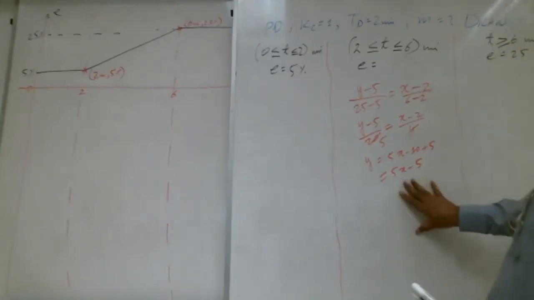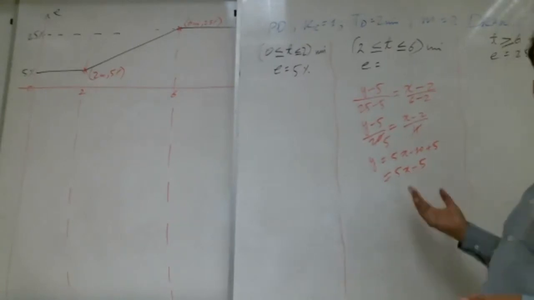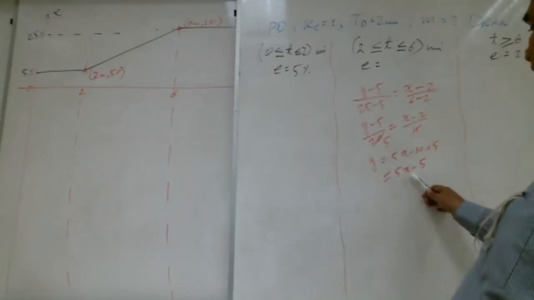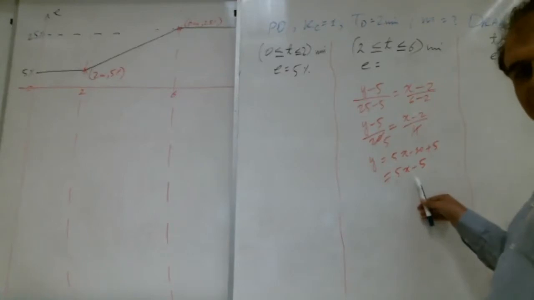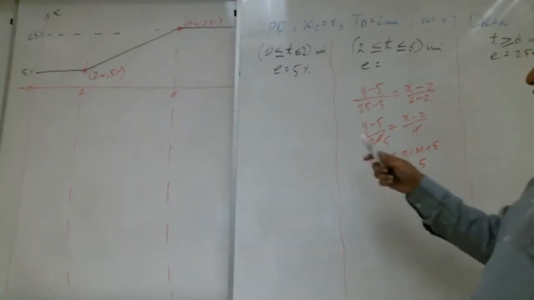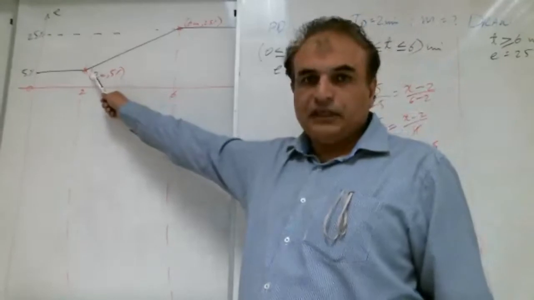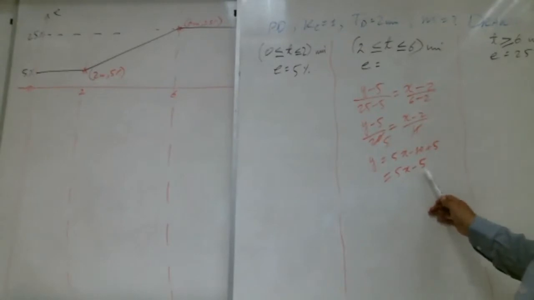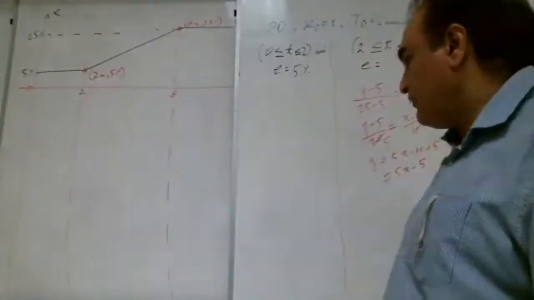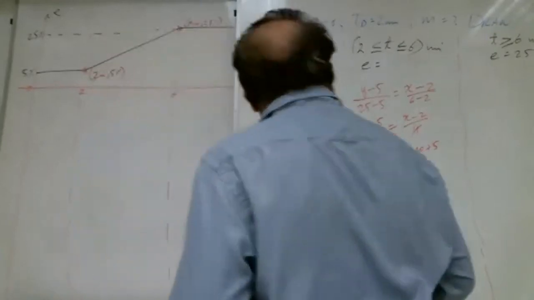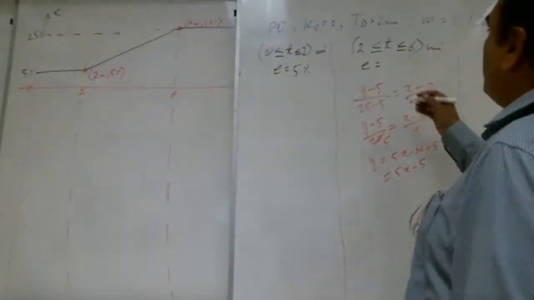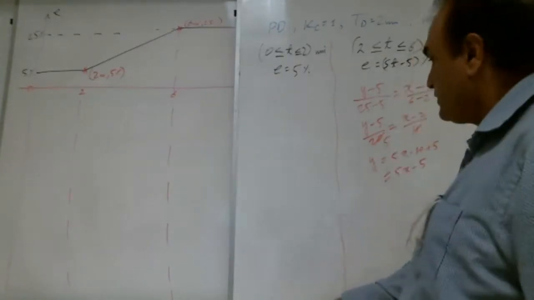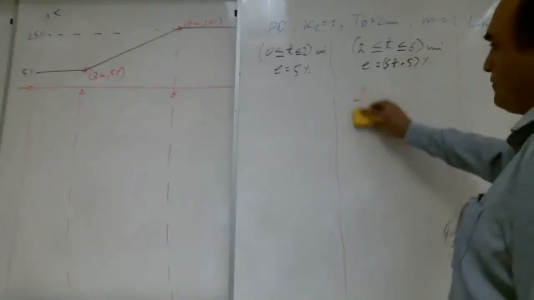Okay. Now, is it really true? Is this equation true? Maybe it is wrong, maybe we have made some mistake. So why don't we just confirm it? If we put x as 2, 5 into 2, 10 minus 5, 5. So 5 is there. If we put x as 6, 6 into 5, 30, 30 minus 5, 25. So that is there, 25. So it means our equation is correct. Now how much is the error, Shabab? So error is equal to 5t minus 5%. Right, Shabab?